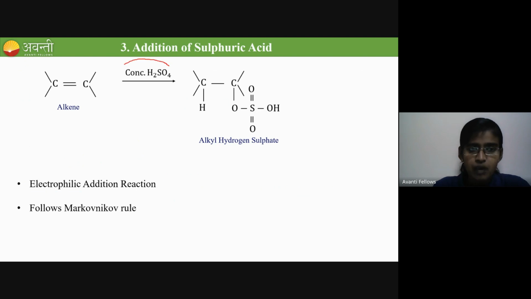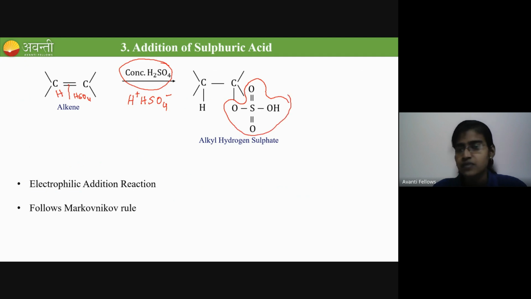So how is it following Markovnikov's? In H2SO4, the positive part is H+ and the negative part is HSO4-. Now what I have to do is break this bond, add H to one carbon and HSO4 to another carbon. So this part is HSO4. So it is following the rule like this and it is getting added.